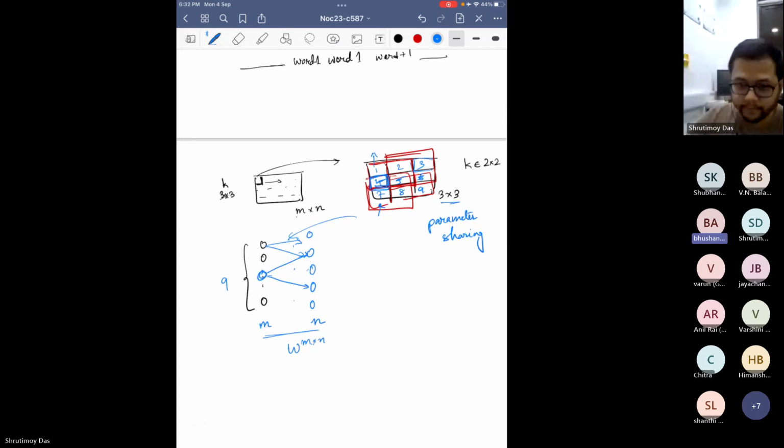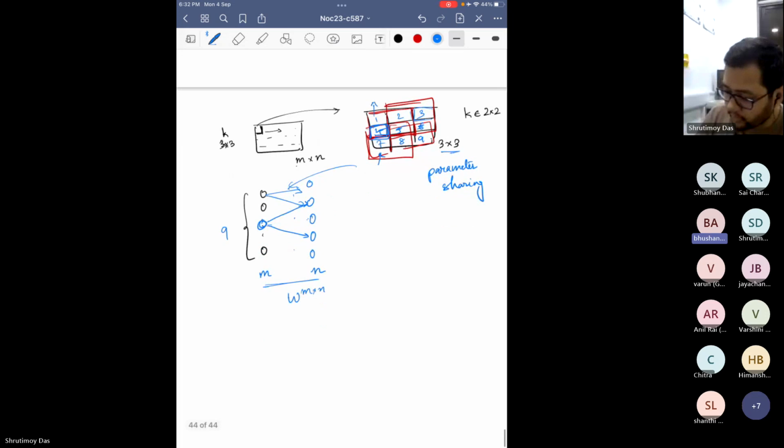In this example, you have put 9 in the first layer, that is the input layer. How many will be there in the second layer, which is the hidden layer? So it depends how many you want to take. You are doing 2 by 2. K is equal to 2 by 2. So then, let's see.